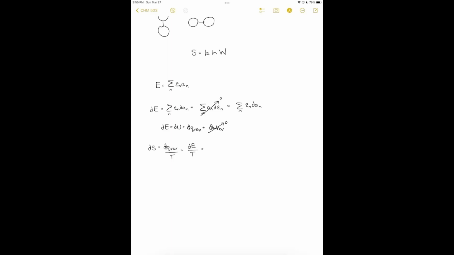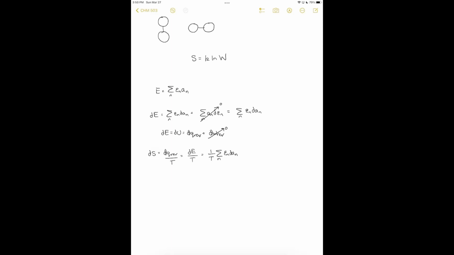So what that gets us is 1 over the temperature times the sum of epsilon n dAn. And using the relationship that 1 over kT is equal to beta, we can say that 1 over T is equal to k beta. So plugging that in here, we get k beta times the sum of epsilon n dAn.